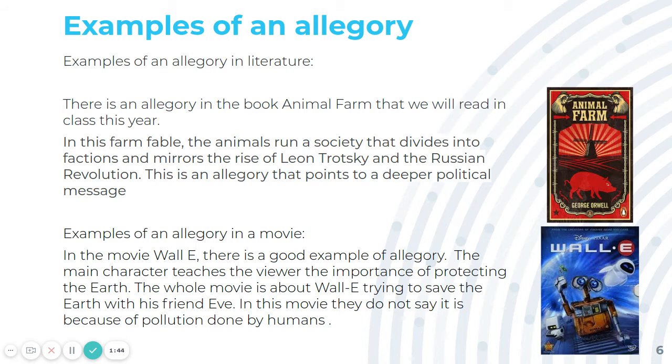Example of an allegory in a movie. In the movie WALL-E, there's a good example of allegory. The main character teaches the viewer the importance of protecting the earth. The whole movie is about WALL-E trying to save Earth with his friend Eve. In this movie, they don't say it's because of pollution done by humans.